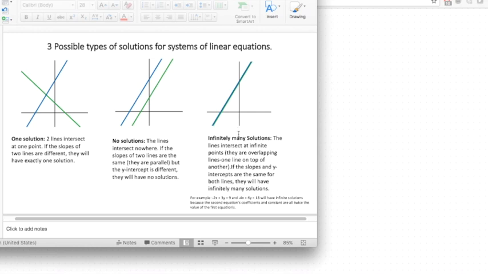And then when do you have infinitely many solutions? The lines intersect at infinitely many points. They are overlapping lines, one line on top of another. If the slopes and y-intercepts are the same for both lines, they will have infinitely many solutions. This is extremely important to note. So again, we're dealing with linear equations, but in this section here, it's just a matter of finding the solution.